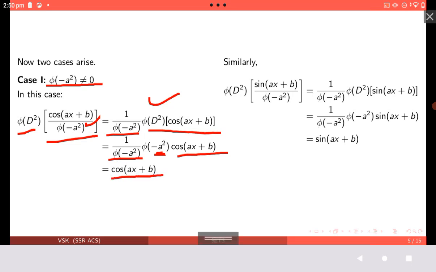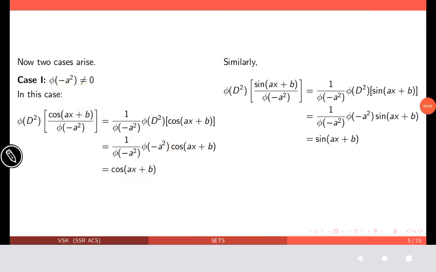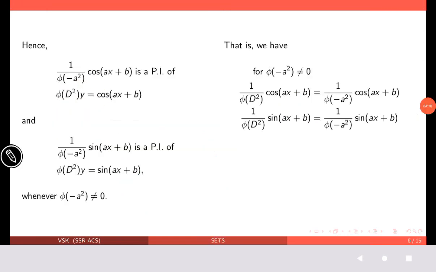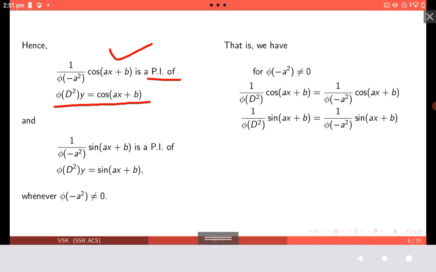It implies, similarly, the same way we can see with the sine. So this implies cos(ax + b) upon phi(minus a squared) is the particular integral in case of cos, and in case of sine, this is the particular integral whenever phi(minus a squared) is not equal to 0. So 1 upon phi(minus a squared) cos(ax + b) is a particular integral of phi(D squared)y = cos(ax + b), and 1 upon phi(minus a squared) sin(ax + b) is a particular integral of phi(D squared)y = sin(ax + b).